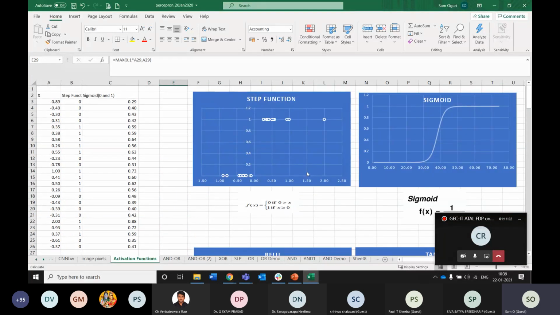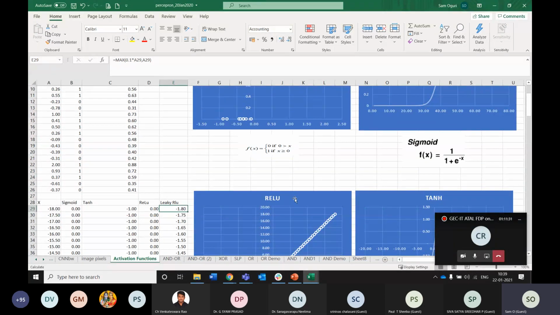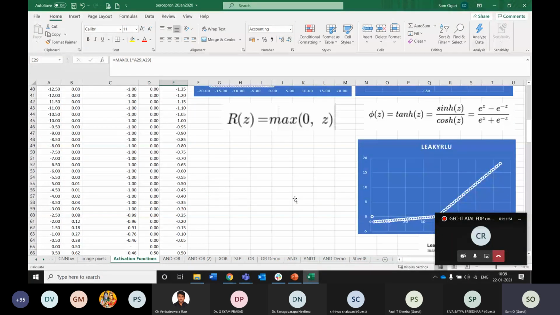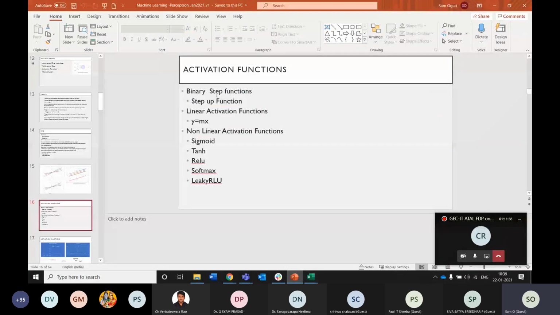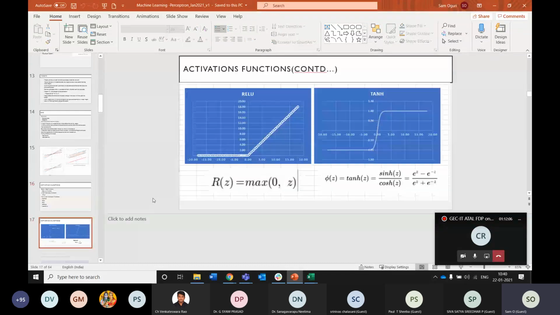So what we discussed is the step function, sigmoid, ReLU, tanh, and also leaky ReLU. The binary step function is a binary function, and linear functions are those which vary linearly, that is, y is equal to mx. And then we have non-linear functions, that means sigmoid, tanh, ReLU, softmax. We haven't discussed softmax, which we can discuss at a later stage. And then we also have leaky ReLU.